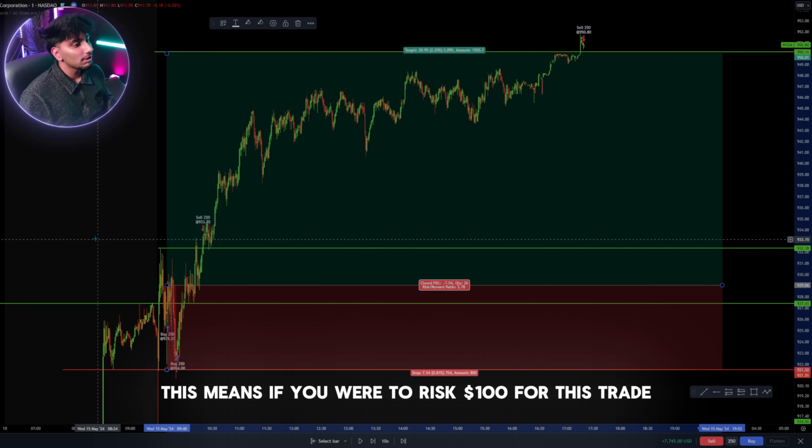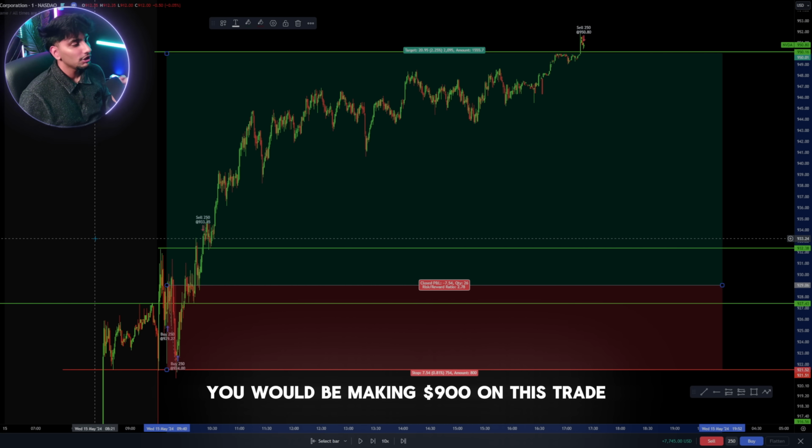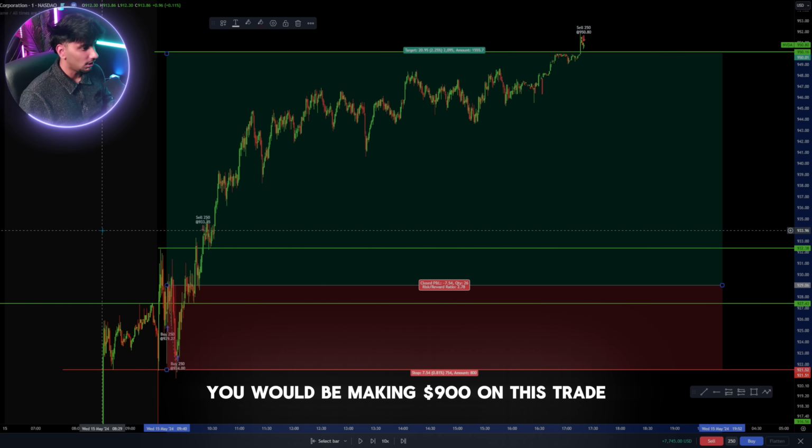This means if you were to risk $100 for this trade with the exact same skills as me, you would be making $900 on this trade.